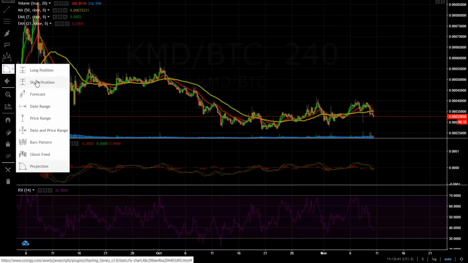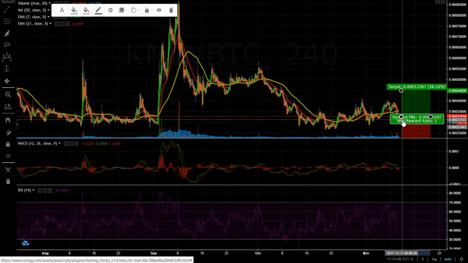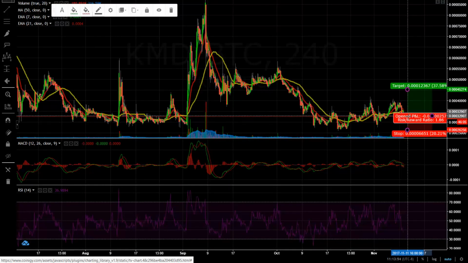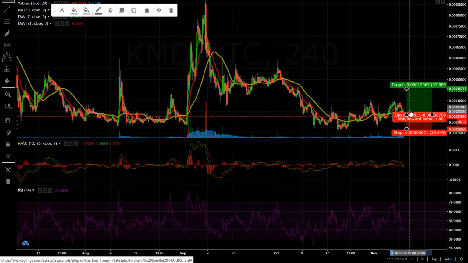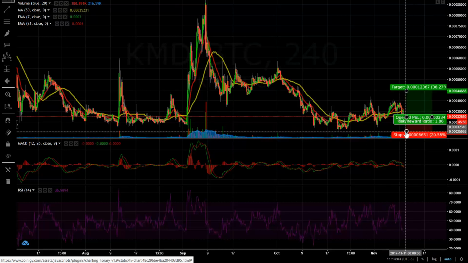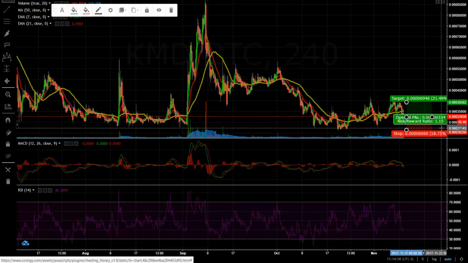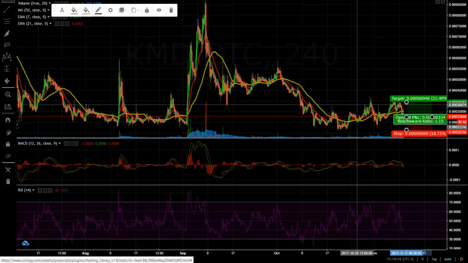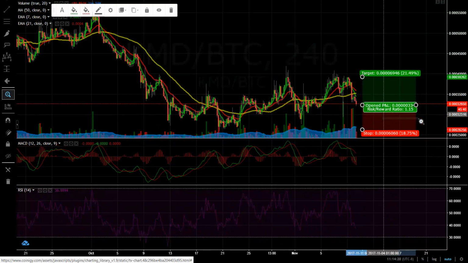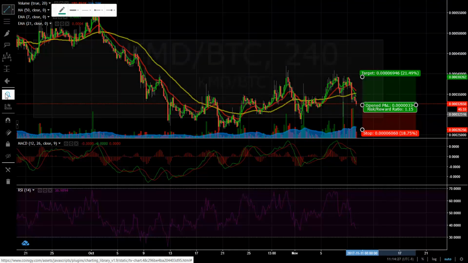So let's come in here real quick. If we were to get in right now, your risk to reward ratio is just above 1 to 1. So obviously that's not optimal, right? So we got to try to maximize this. So there's a couple things we got to try to figure out.